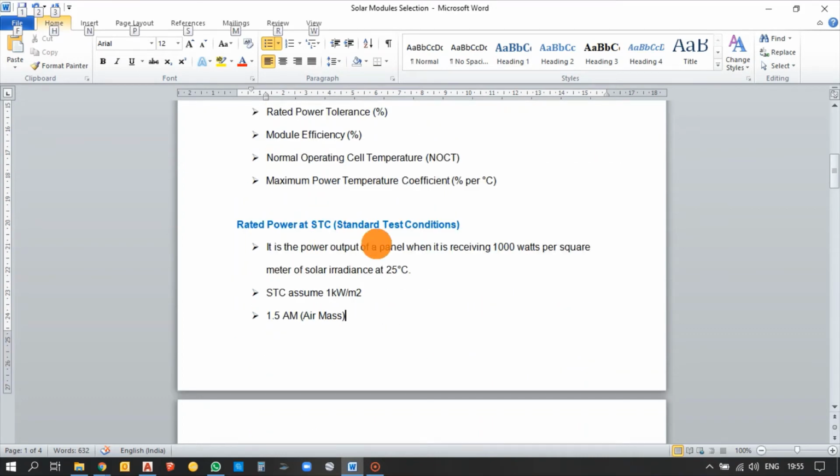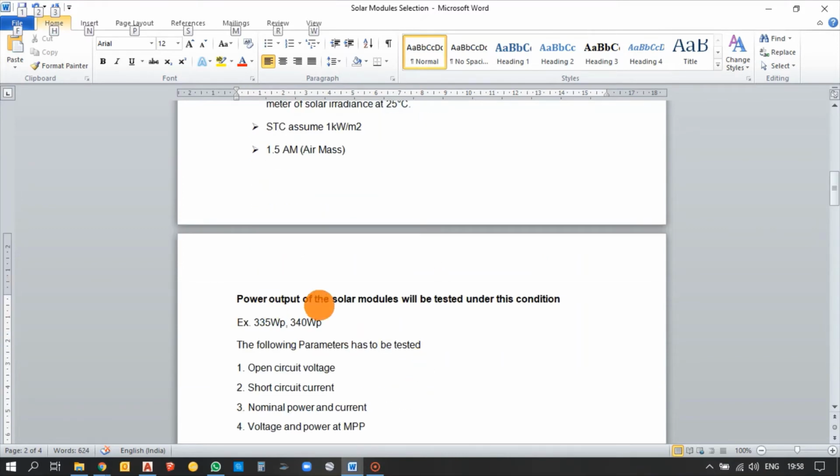Rated power at STC. STC is nothing but standard test condition. Every module manufacturer tests the modules under this condition. So what is this condition? The module should receive 1000 watt per meter square, at a temperature of 25 degrees Celsius, and air mass should be 1.5 AM. These three conditions should be satisfied for testing, and the power output of the solar module will be tested under this condition.